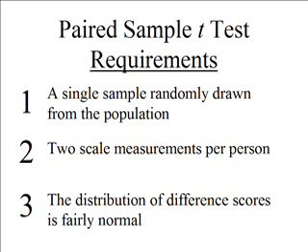For number 3, the distribution of those difference scores needs to be fairly normal. It doesn't have to be perfectly normal. The t-test is much more forgiving than the z-test. Z-test, as you recall, has to be perfectly normal. For t-test, whether it's single sample or paired, it just needs to be roughly normal.